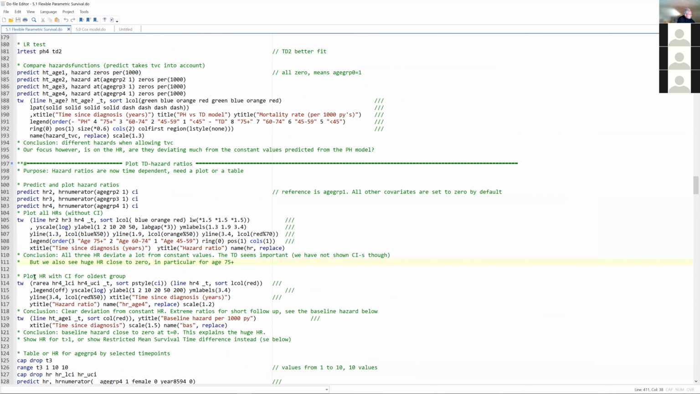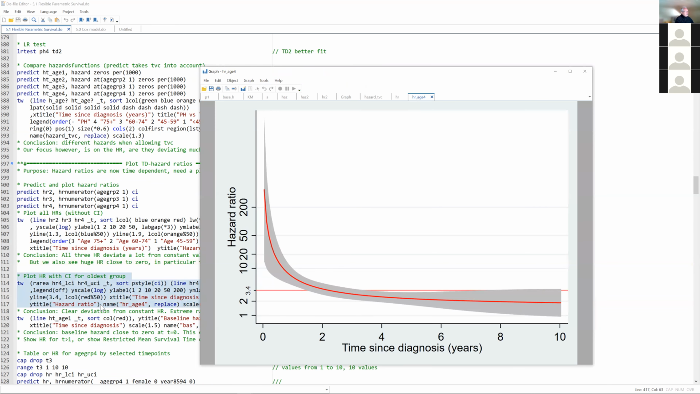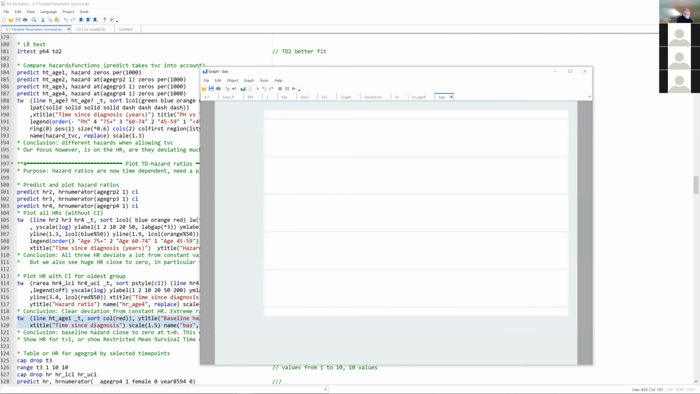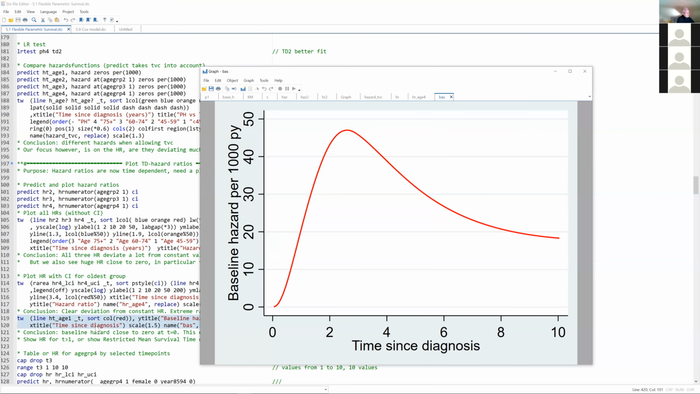So let's now do the hazard ratio alone for the oldest group, this time with confidence intervals. Now we see the effect, and now we can clearly see that the straight line here is outside the confidence interval. So this is deviating from a constant hazard. Why do we get the large values down close to 0? Well, let's take a look at the baseline hazard. And it has this shape.